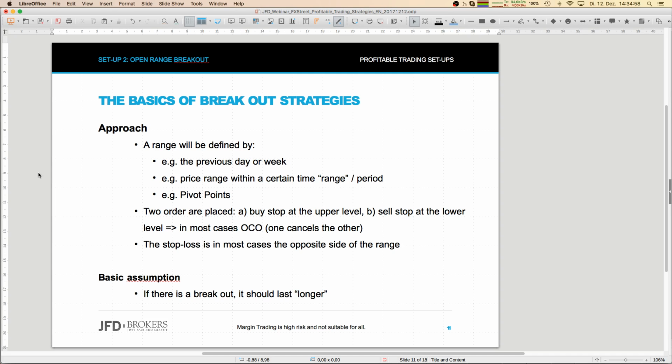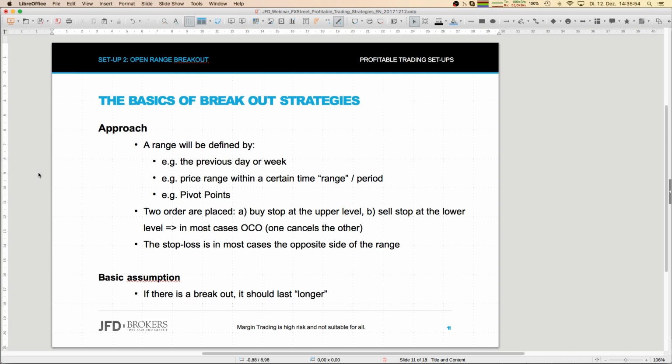So there are a lot of other examples as well. In general, you place 2 orders. One order, a buy-stop order, is placed at the upper level of that range, and another order is placed at the lower level of that range. That's the sell-stop order. In most cases, if you talk about breakout strategies, you use the methodology of OCO, and that means one order cancels the other. Practically, that means if, for example, the buy stop is activated, you remove the sell stop order.